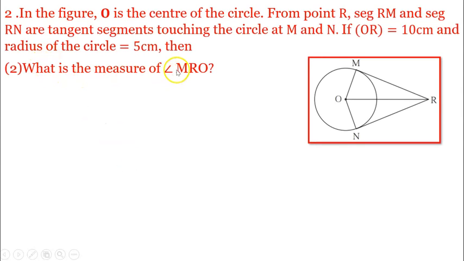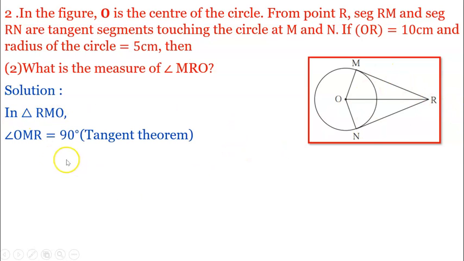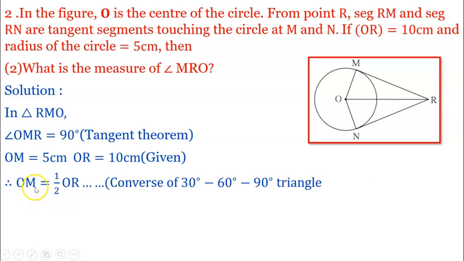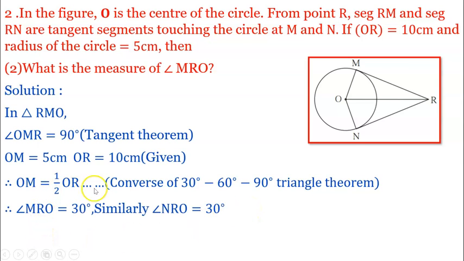Now next, what is the measure of angle MRO? Here, in triangle RMO, the measure of angle OMR is equal to 90 degrees, OM is equal to 5 centimeters, OR is equal to 10 centimeters. OM is equal to 1 upon 2 of OR. By the 30-60-90 triangle theorem, the side opposite to angle 30 is half of the hypotenuse. Therefore, the measure of angle MRO is equal to 30 degrees.